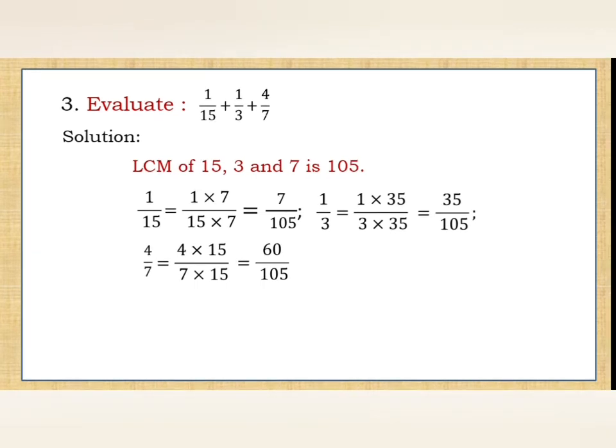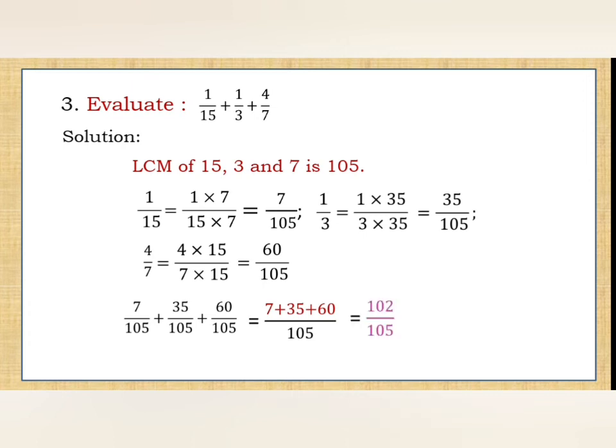Finally, we can add these three like fractions, that is 7 by 105 plus 35 divided by 105 plus 60 divided by 105. That is equal to 7 plus 35 plus 60 divided by 105. 7 plus 35 is 42, then added with 60 is equal to 102 divided by 105. Therefore, 1 by 15 plus 1 by 3 plus 4 by 7 is equal to 102 divided by 105.